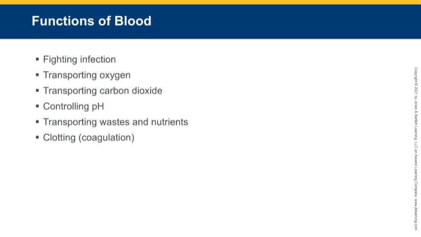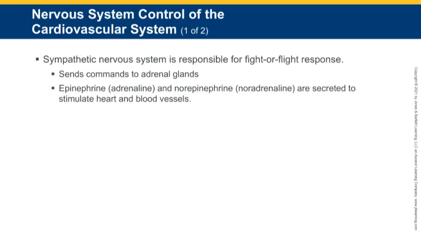Blood has several functions, including fighting infection, transporting oxygen and carbon dioxide, controlling pH, transporting wastes and nutrients, and clotting. The sympathetic nervous system is responsible for the fight or flight response, sending commands to the adrenal glands to secrete epinephrine and norepinephrine, which stimulate the heart and blood vessels.